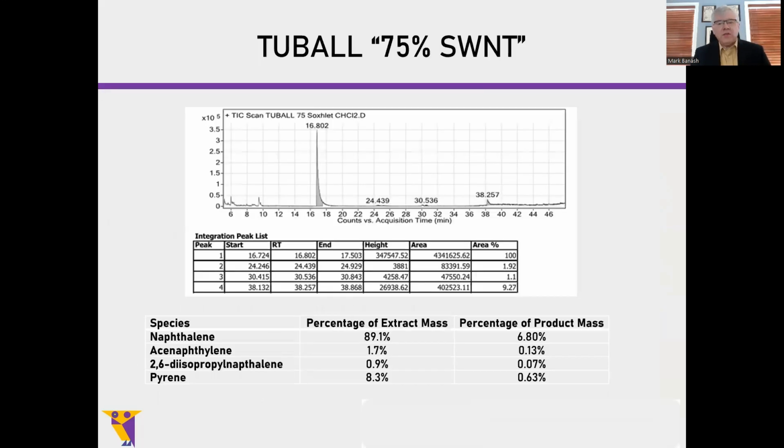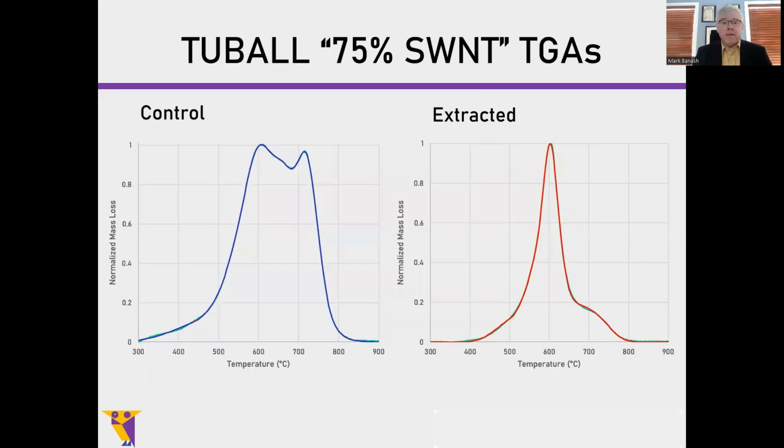And when you start analyzing, and I'll use a 75% single wall nanotube because this product is just, again, representative of what's available commercially, if you take a look, you will see that the GCMS of that extract shows that naphthalene and pyrene are the majority products. The pyrene is a little lower in concentration, but naphthalene forms a fair amount. As a matter of fact, the dominant amount of what you find in the extract.